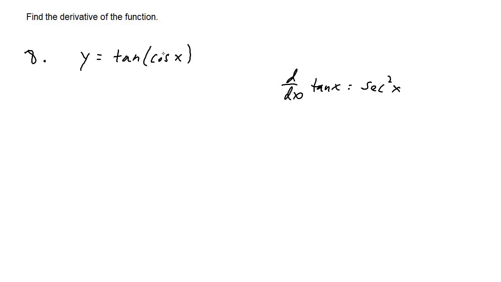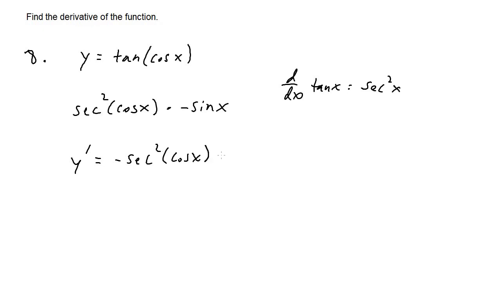So when we take the derivative of the outer function, we keep the inner function the same. So what we end up getting is secant squared of cosine x. Remember, once again, we took the derivative of tangent, but we left the inside function alone. We didn't touch that. And now since we have an inside function, we multiply by the derivative of that inner function. So derivative of cosine x is negative sine of x. So the final answer, y prime, is going to equal, I'm going to bring that negative out front, so we have negative secant squared of cosine x times sine of x.